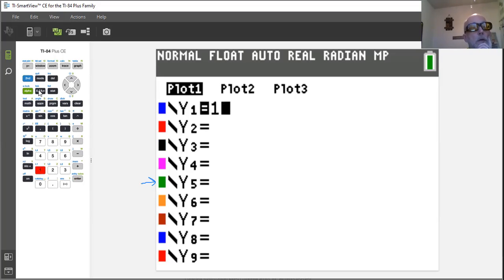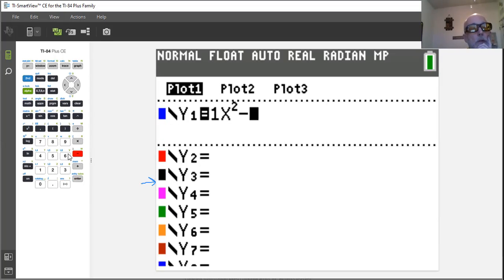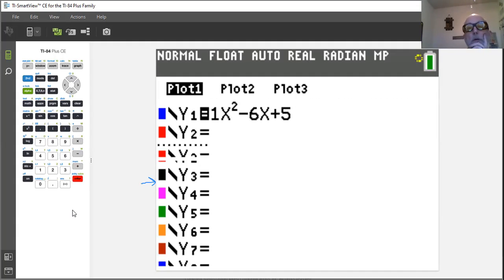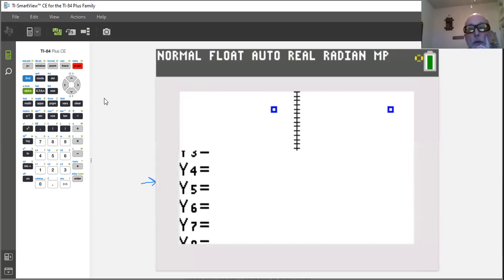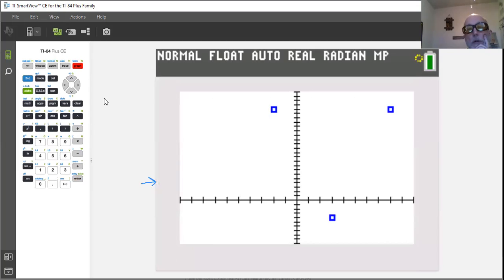1 x squared minus 6x and then plus 5. Hallelujah! We're graphing that guy. And if it goes through the dots, we are happy campers. And all righty, we did it. Perfect. So what are the 2 answers to the question?